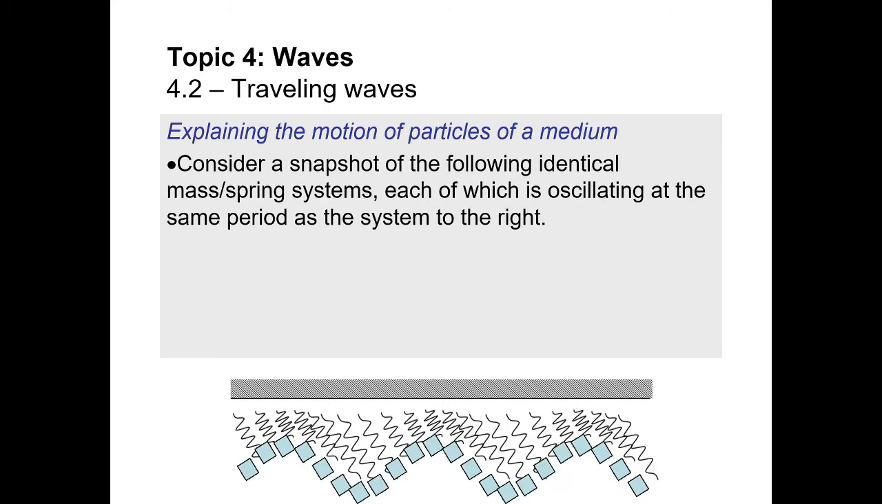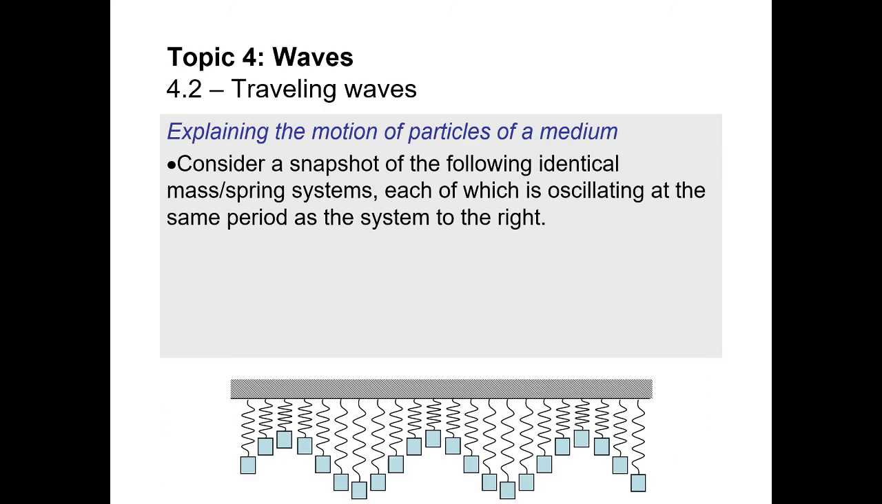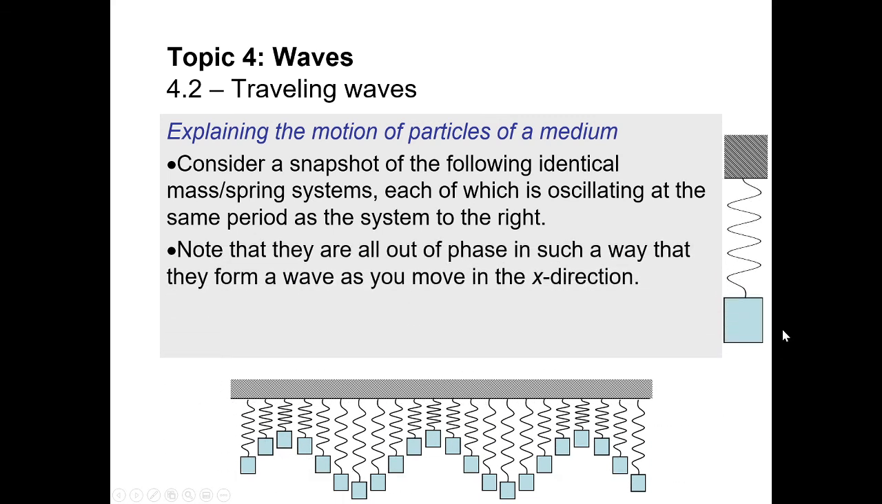All right. Now, consider the following snapshot. This is a series of masses on a spring. If you extend that mass on a spring and let it go, it's going to oscillate up and down. This is a snapshot of them at one point in time. The mass on the spring is oscillating like you see on the right.